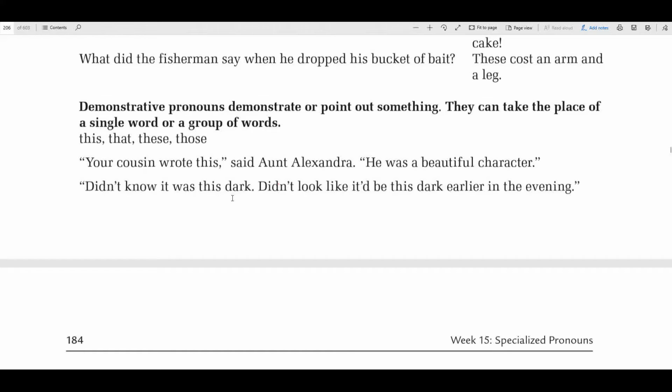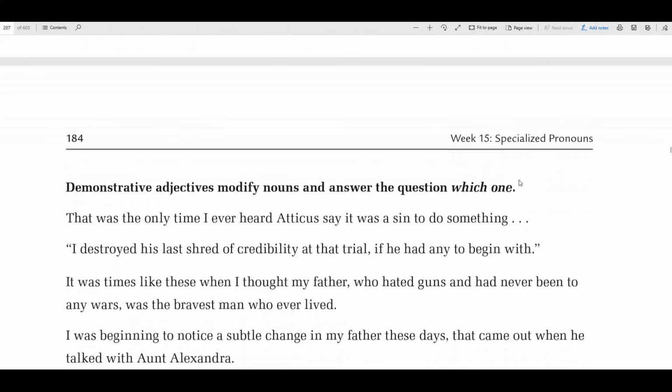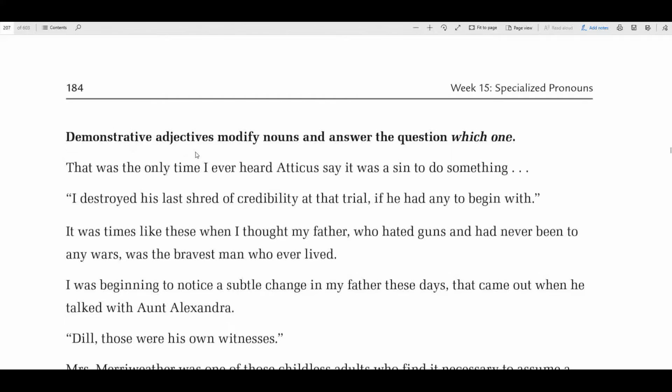Okay, this word right here, actually, this one does not work as a pronoun. And neither does this one. In these two sentences, I believe these are adjectives because they're explaining the word dark. They're modifying the word dark. So demonstrative adjectives modify nouns and answer the question which one. Okay? So DA, demonstrative adjectives. They modify nouns and they answer the question which one.